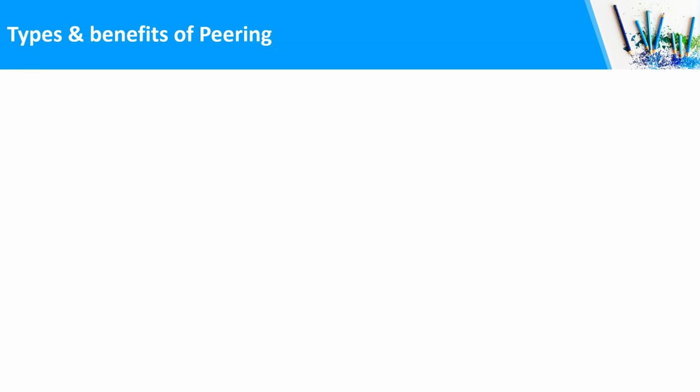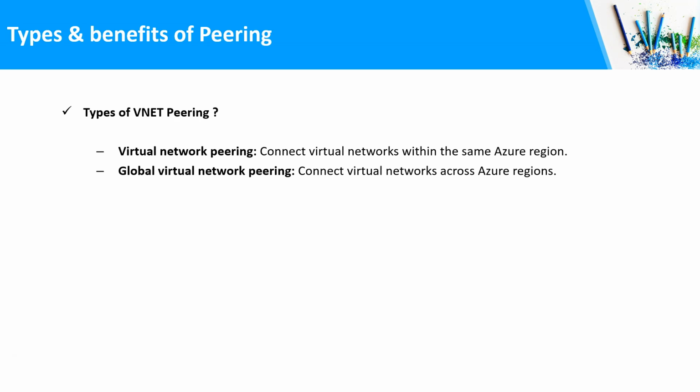Types and benefits of peering. There are two types of VNet peering available in Azure. They are virtual network peering, which connects virtual networks within the same Azure region, and the other one is global virtual network peering, which connects virtual networks across different Azure regions.